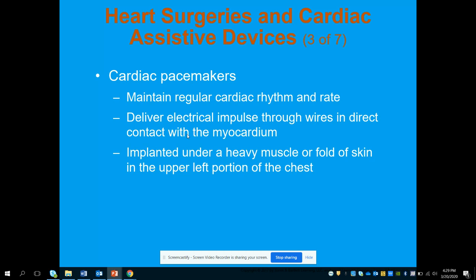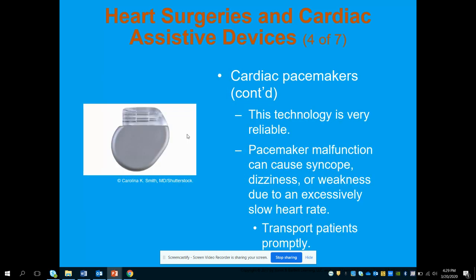Generally, this is implanted into the upper left portion of the chest, right under the skin, and you can usually see this, a small bulge under the skin. It's not too large, but a small bulge there under the skin that you can feel and palpate. And the patient usually carries a card to tell you what kind of device this is, where they had it implanted, what date it was implanted, and when they last had the battery checked. So you might ask them to see that card if you need additional information about it.